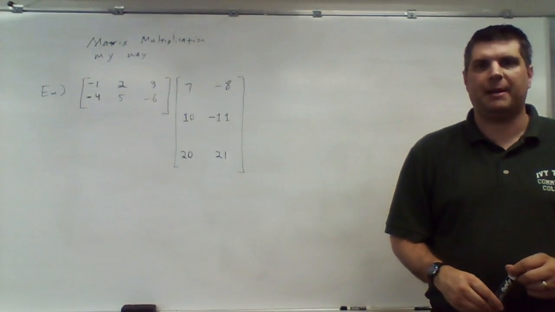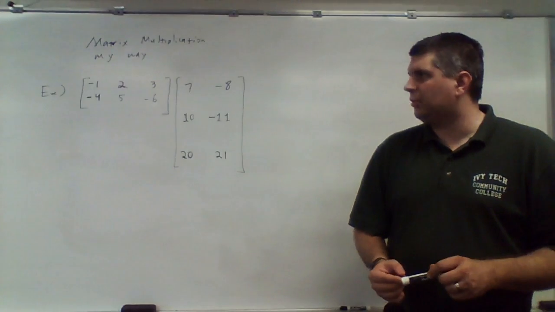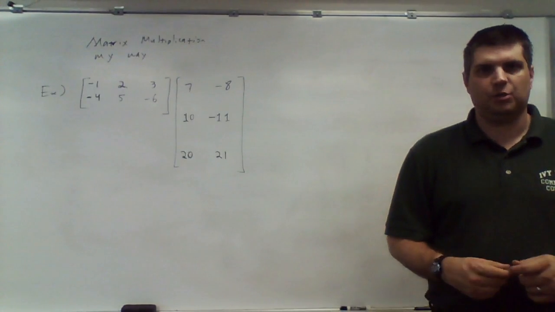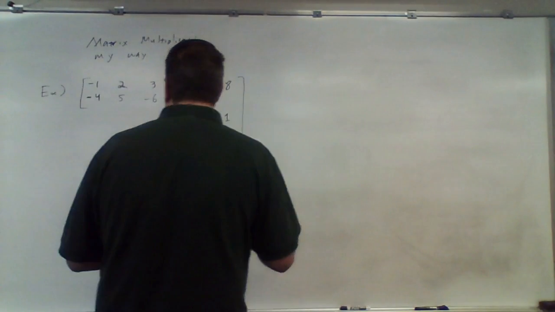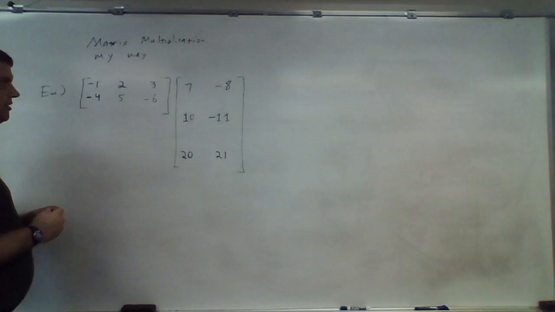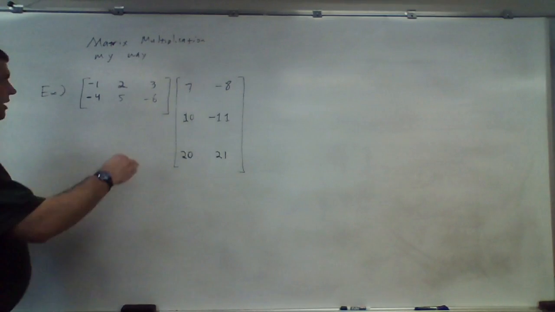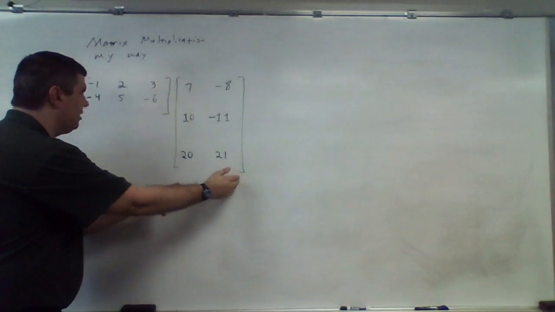I'm going to demonstrate my method for multiplying matrices. It is not as simple as multiplying corresponding entries. So here's what I do, okay? I take stock of the rows in the first matrix and the columns in the second matrix. This is the first matrix, this is the second matrix.